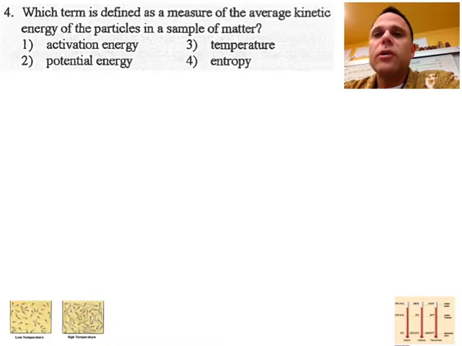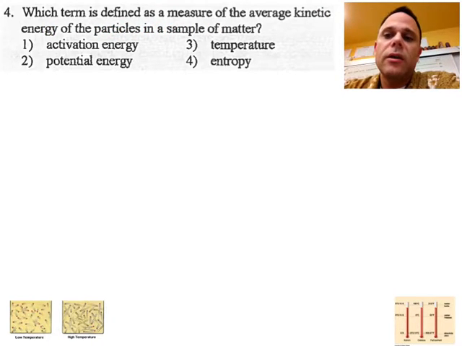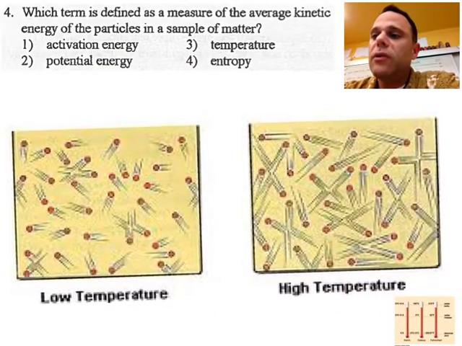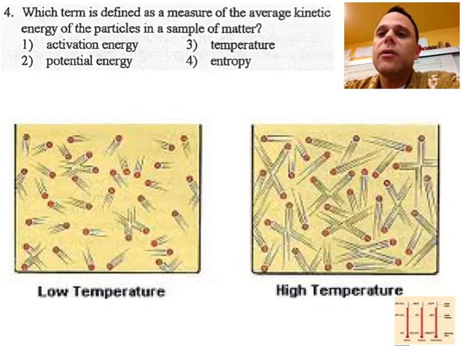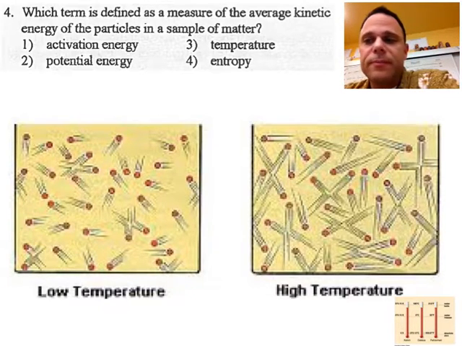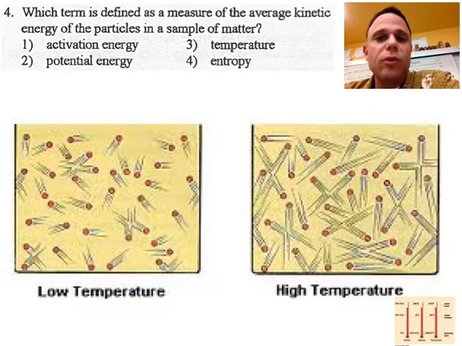Question number 4. Which term is defined as a measure of average kinetic energy of the particles in a sample of matter? Well, kinetic energy. Kinetic energy is the energy of movement. This picture on the left, yes, the particles are displayed as being in movement, as in, the particles are moving. On the right, they are moving, but they are moving faster. And in moving faster, we're going to have a higher temperature.